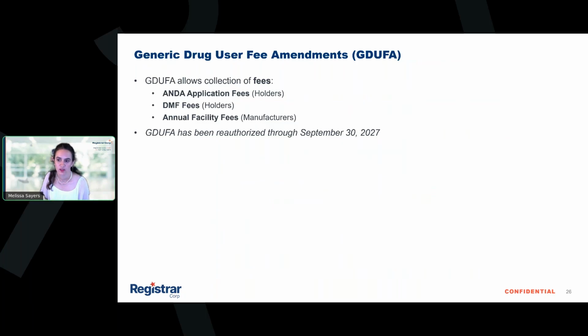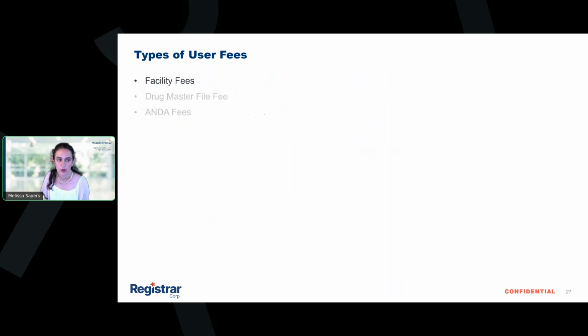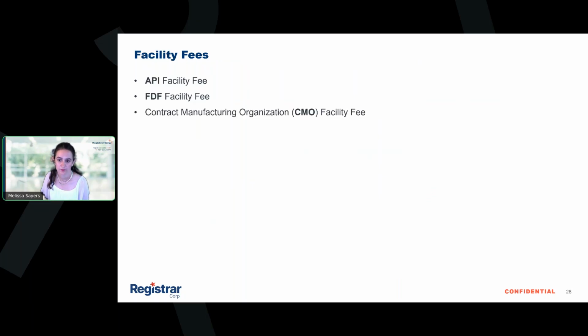With the implementation of GDUFA, FDA has the authority to collect fees related to application fees for abbreviated new drug applications, prior approval supplements to ANDAs, fees for type 2 drug master files referenced in ANDAs, and annual facility fees of manufacturers of generic drugs. We're going to start with the most common user fee type, facility fees.